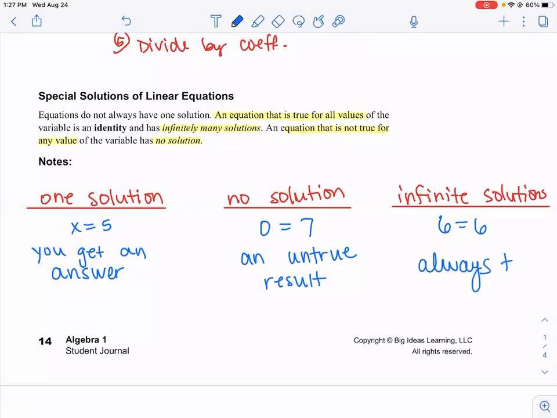How often is 6 equal to 6? Always. All the time. No matter which value I plug in for X, there's not an X to plug into anymore. No matter what value we plug in, 6 is always 6. So we have an infinite number of solutions for our equation. Okay, would you like to see examples of each of those?